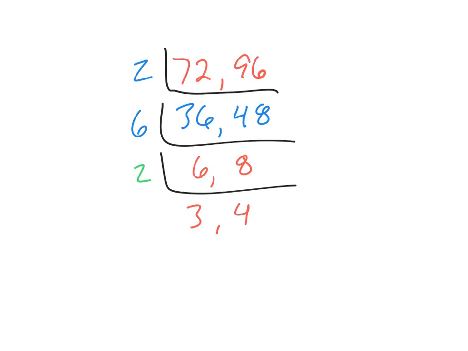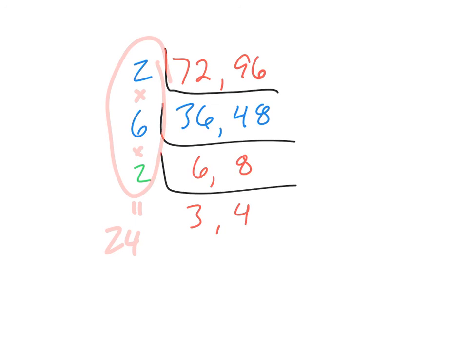Essentially, fractionally, 72 96ths would simplify down to 3/4. But I've written it this alternate way so that I can see what numbers are over here. And essentially, if I take all of these numbers and multiply them together, the answer to that multiplication problem is the GCF. So the answer to the problem would be 24.